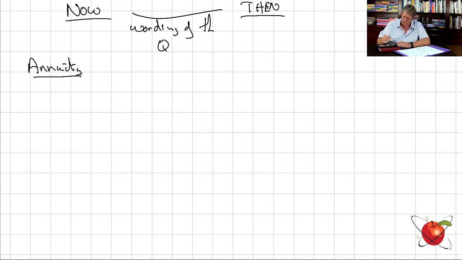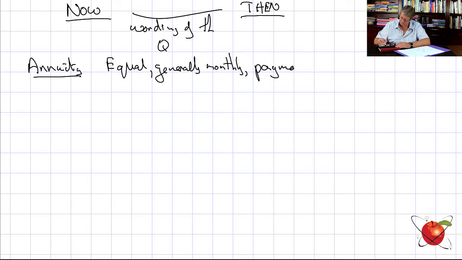What is an annuity? We make an equal, generally monthly, payment called an installment. An equal monthly payment installment. And everything else is the same.